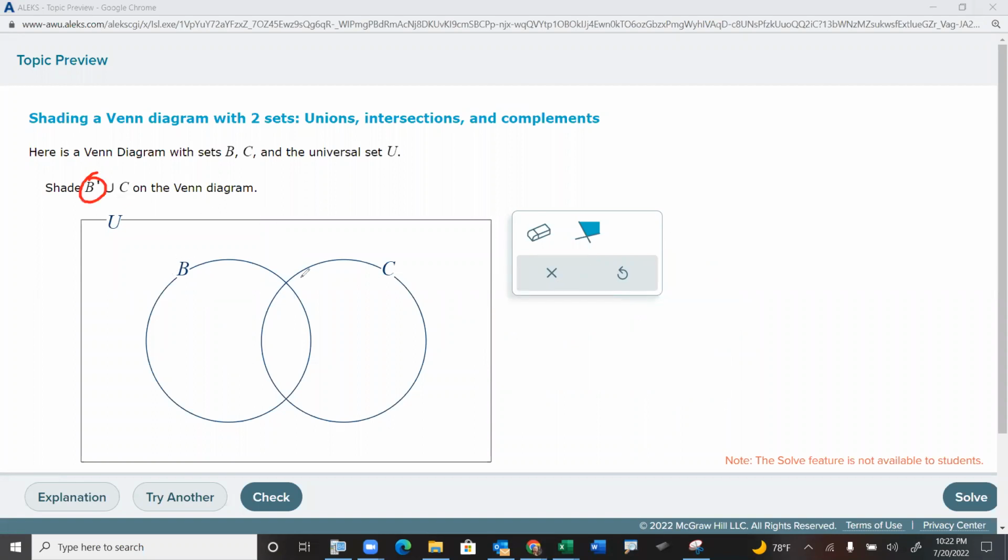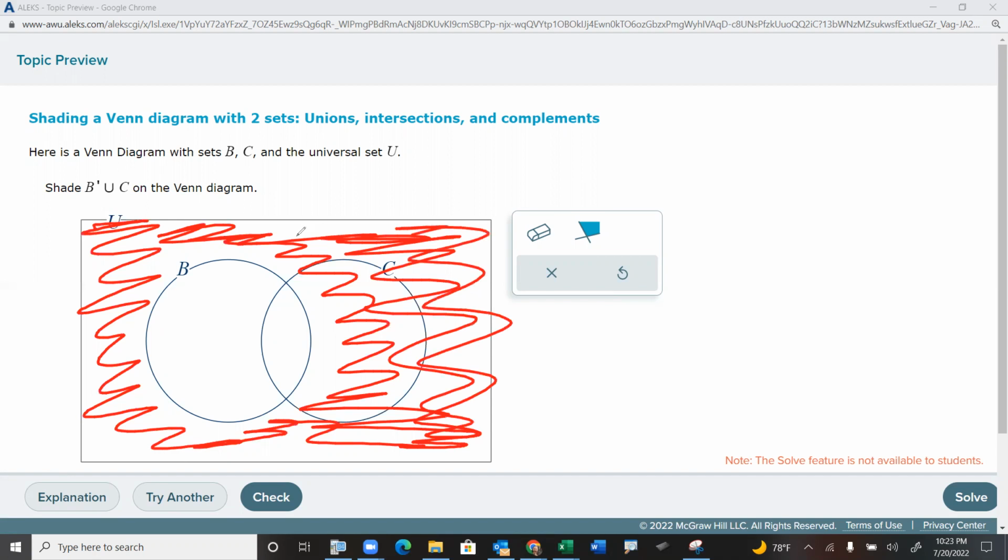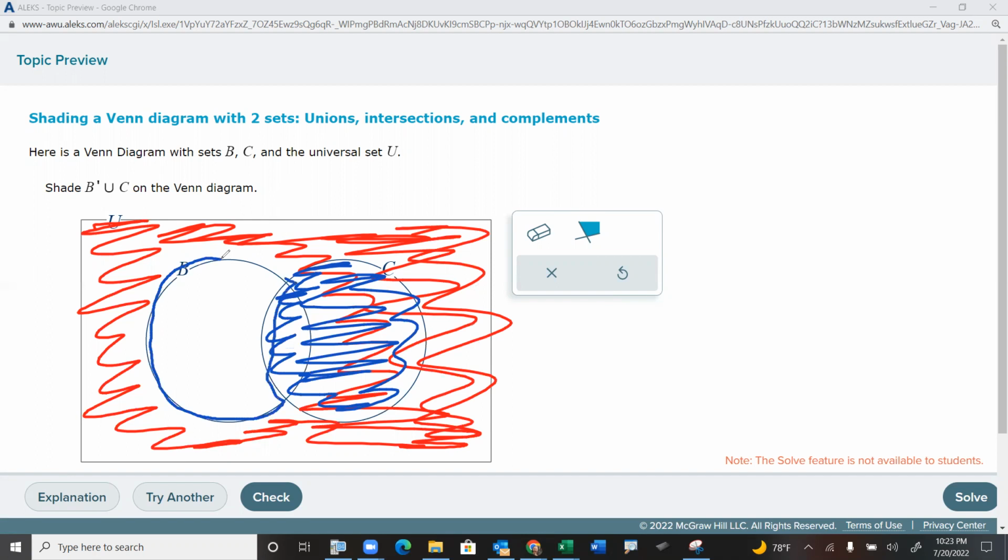B complement is everything outside of B. There's B complement. Now we need C also. So let's shade in C, which is going to be all of that. And because it's union, union says keep everything as shaded. So our answer is just everything shaded. So everything except that, everything that's outside of that. And that's how it's done.